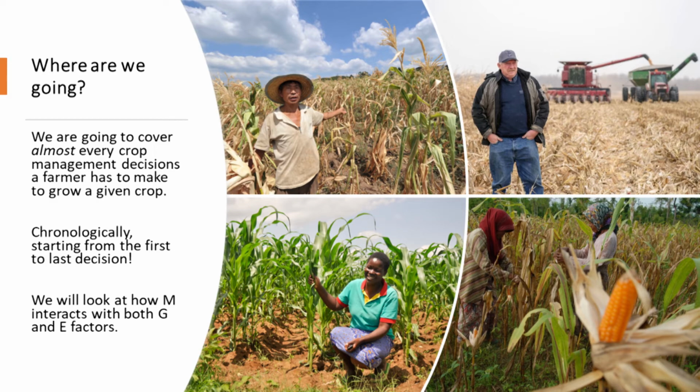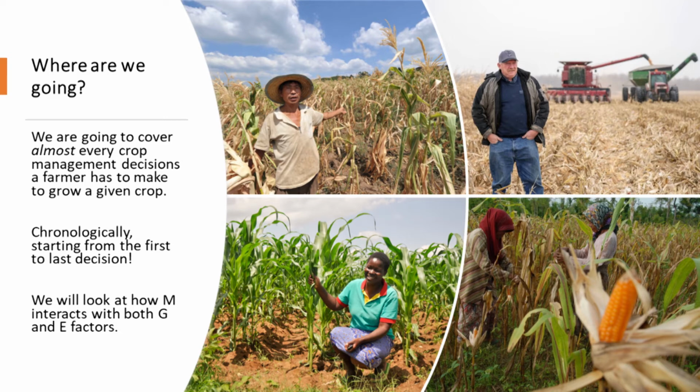So we're going to really focus on the M component of cropping systems and how management is going to interact with genotype, how management is going to interact with environment. Of the G, E, and M, this second half, we're focusing really on the M component. Now, the way I'm organizing this section is chronologically. So we're going to start with the first management decision a farmer has to make for a given crop, and then go all the way to the last, which is essentially harvest.